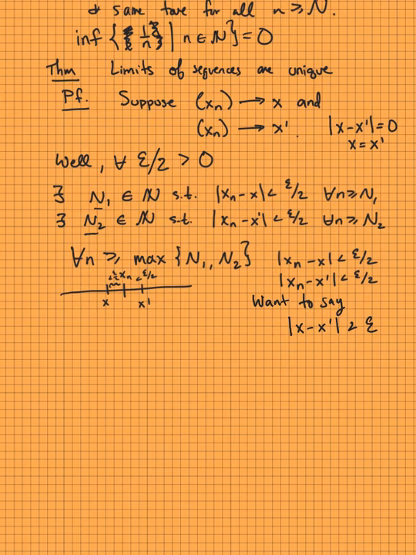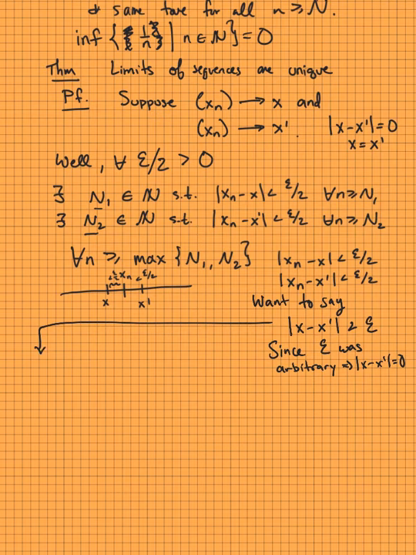Notice we would be done if we could do this, right? Because epsilon was completely arbitrary, the distance would be less than epsilon for any epsilon. This would imply the distance is 0 and x equals x prime. Okay, so how do we get to this conclusion?